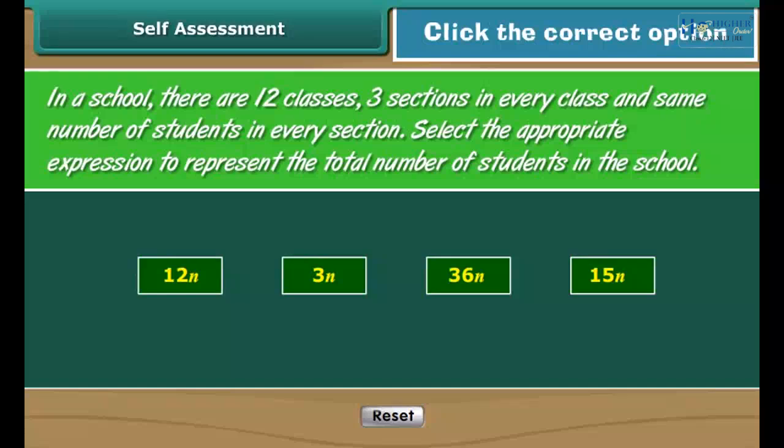Self-assessment. Let's check what you have learned so far. Click the correct option.